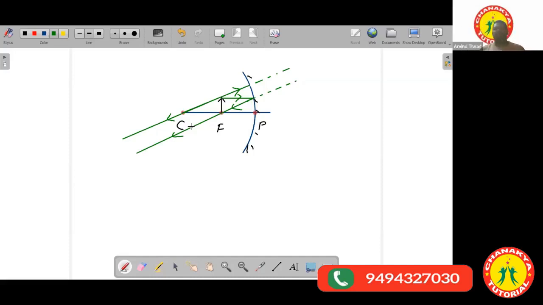Did you get the light rays parallel to each other? Yes, sir. Okay. So if you have got parallel light rays, it means that the light rays do not meet at any point. But in science, we do not say they do not meet at any point. Rather, we say that they meet at infinity.